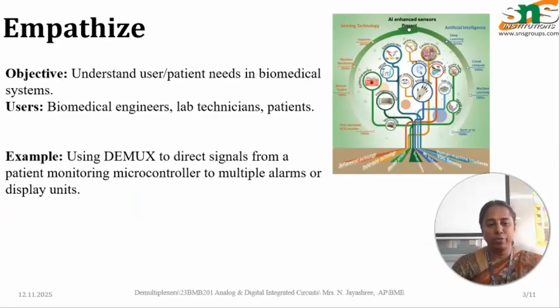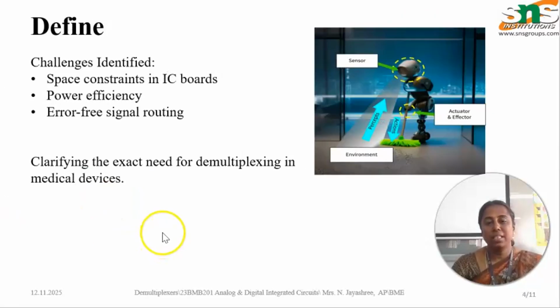So next one is the define stage. These are the challenges I defined in the define stage: space constraints in IC boards, power efficiency and error-free signal routing. So these are the challenges we identified, and they can be overcome by using the demultiplexer in medical devices. And the next stage is what?